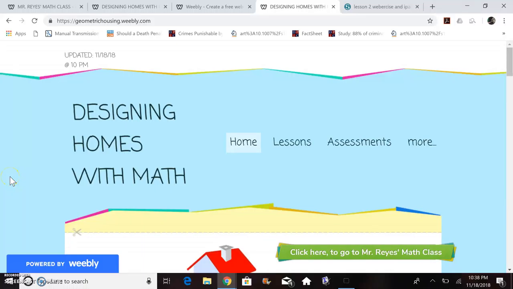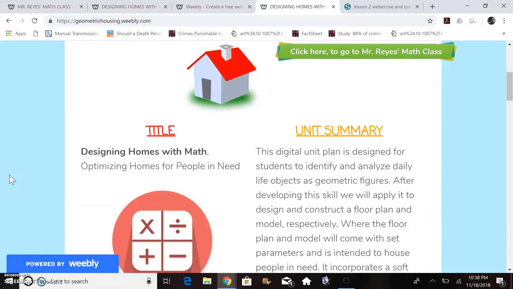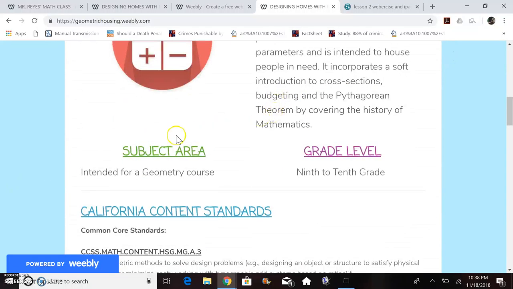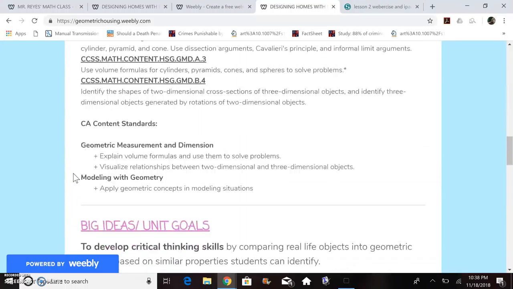Hello everyone, this is my digital unit plan, Designing Homes with Math. It has a civic component of optimizing homes for people in need. So you can see this is the unit summary, the subject area it's intended for, the grade level, and the California content standards it will hit.